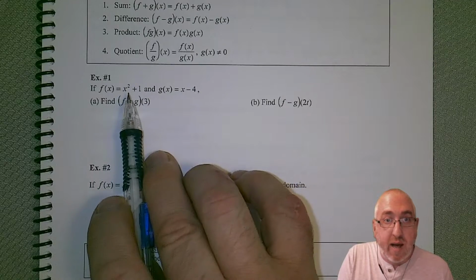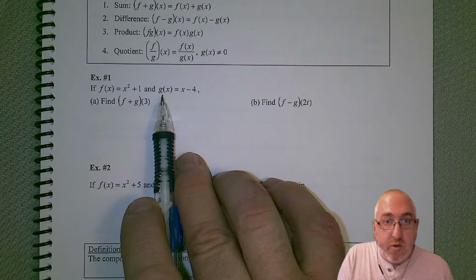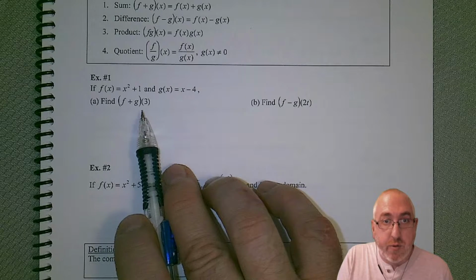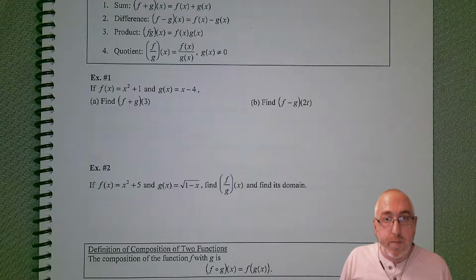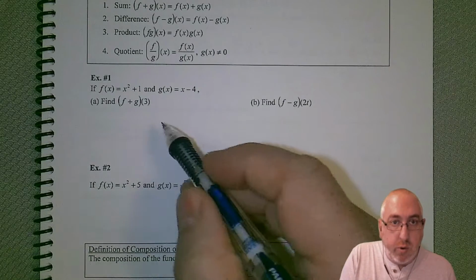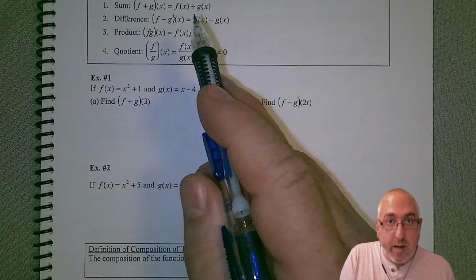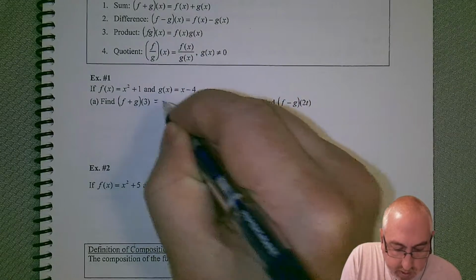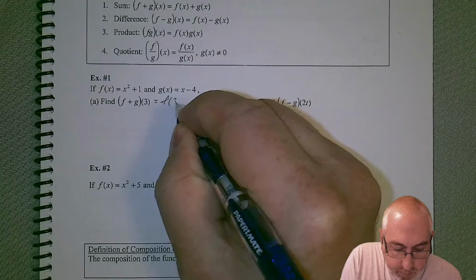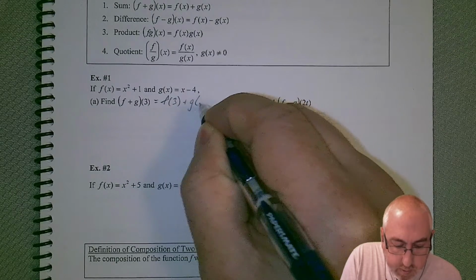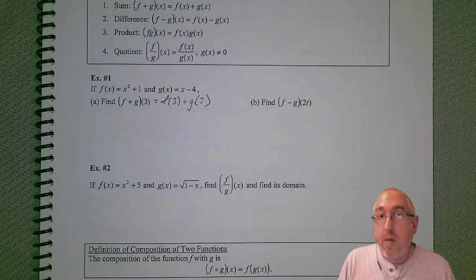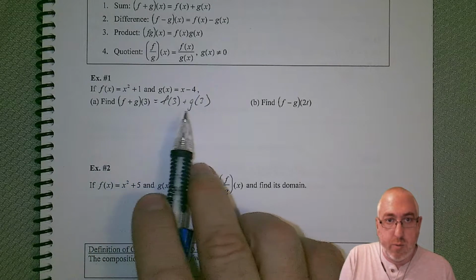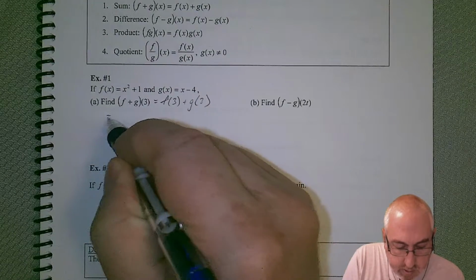So if we have a function f equal to x squared plus 1 and g of x equal to x minus 4, and we want to know what f plus g of 3 is, what do we do? Well, the first thing we should do is use the definition and rewrite it in the more user-friendly form. So we would say f of 3 plus g of 3. And so now from here, we can use our actual functions and substitute those values in. So let's see what we get.